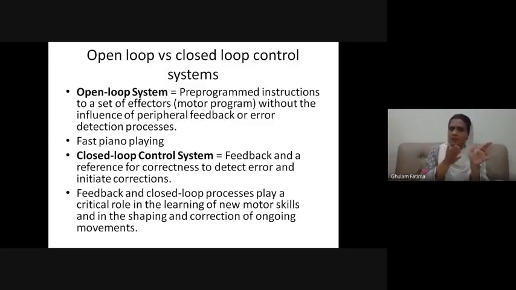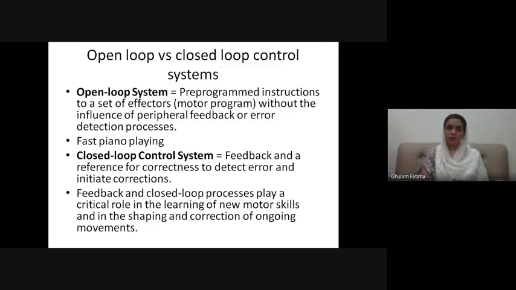Programmed instructions are sent to a set of effectors, and there is no requirement of feedback or error detection. Just like if one is playing the piano very fast, there is no time for the error detection process. If you are writing very fast, there is no time for error detection and sensory feedback. So that is an example of an open loop system.